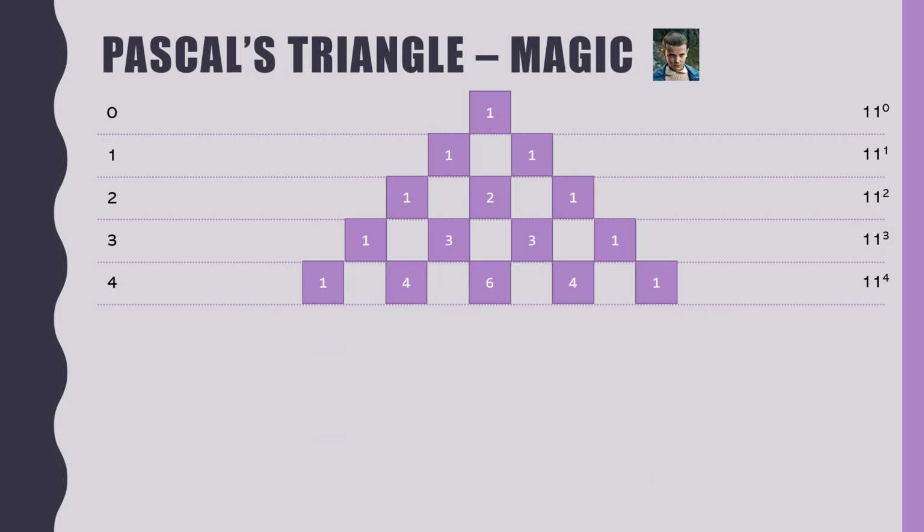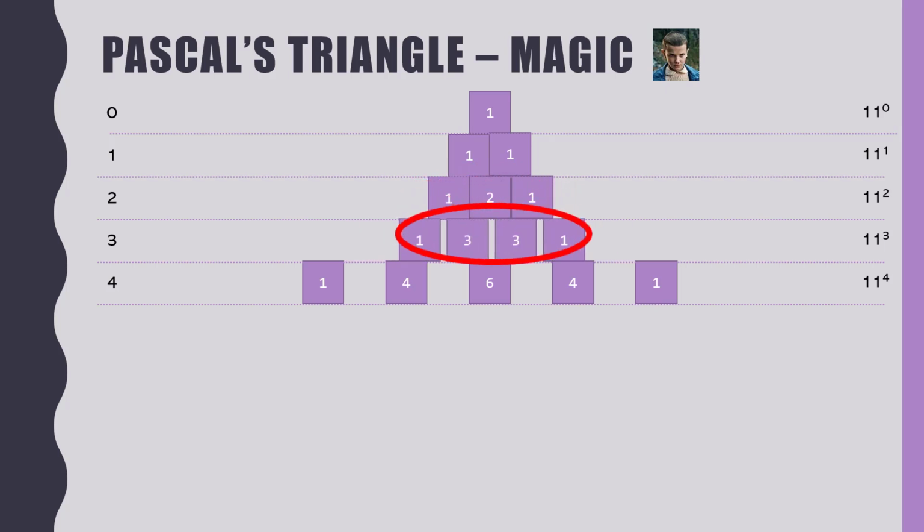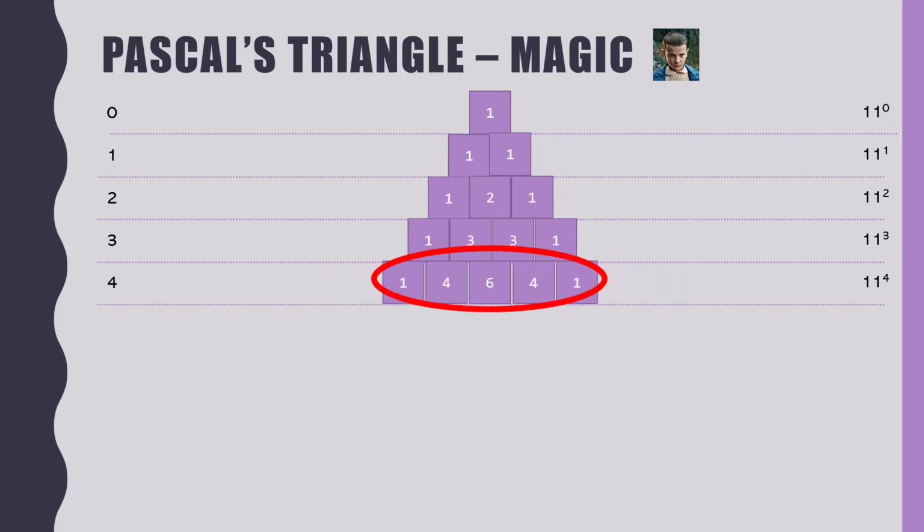So, Magic 11s. This one is nuts too, all right? What is 11 to the 0th power? It's 1. What's 11 to the 1st power? It's 11. Yeah. What's 11 squared? It's 121. What's 11 cubed? It's 1,331. 11 to the 4th is 14,641.